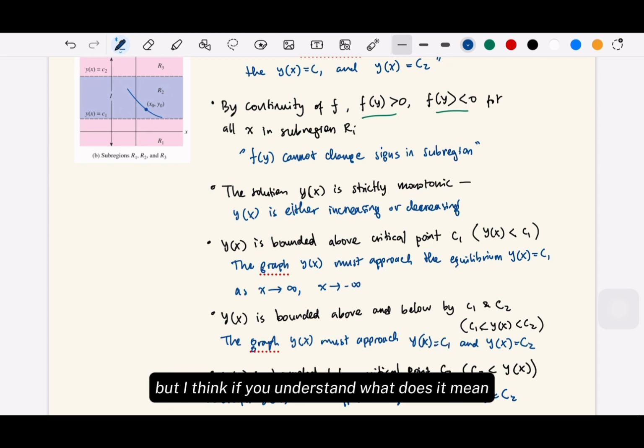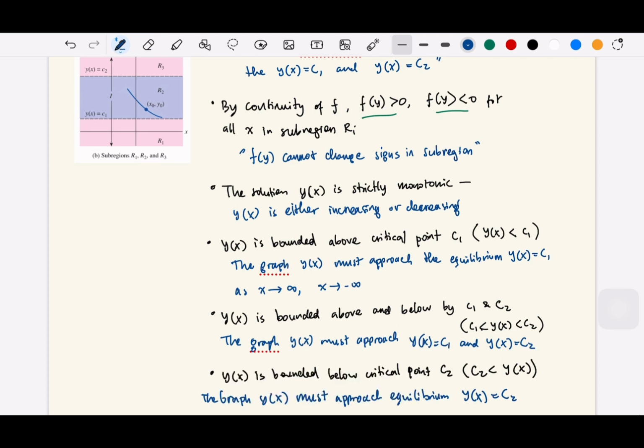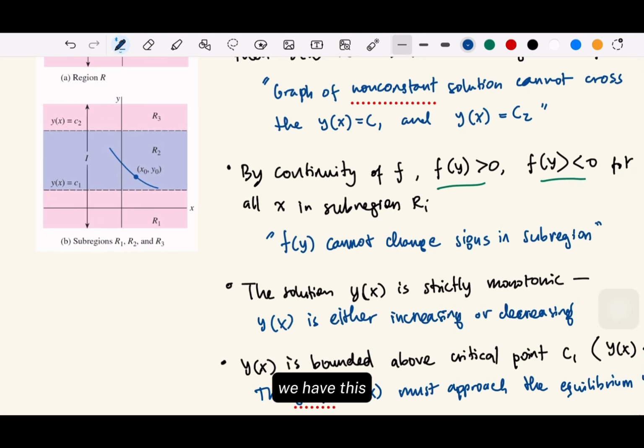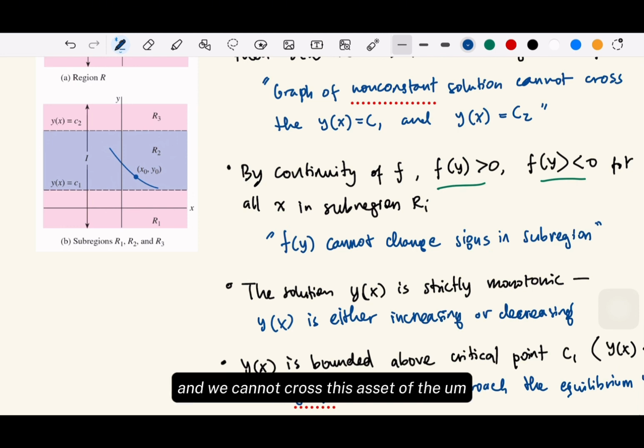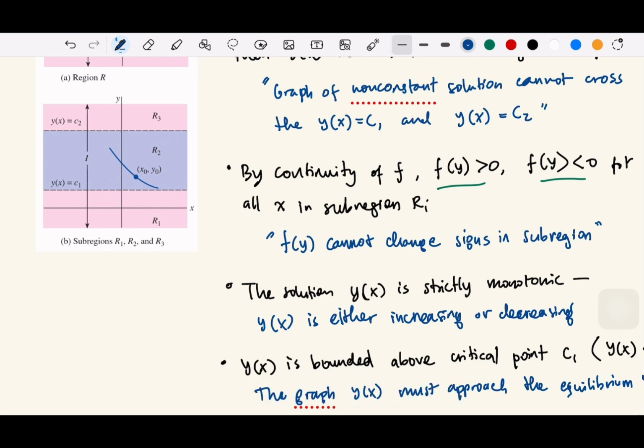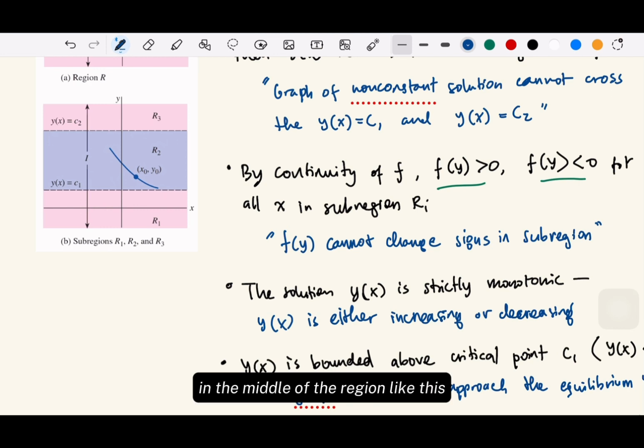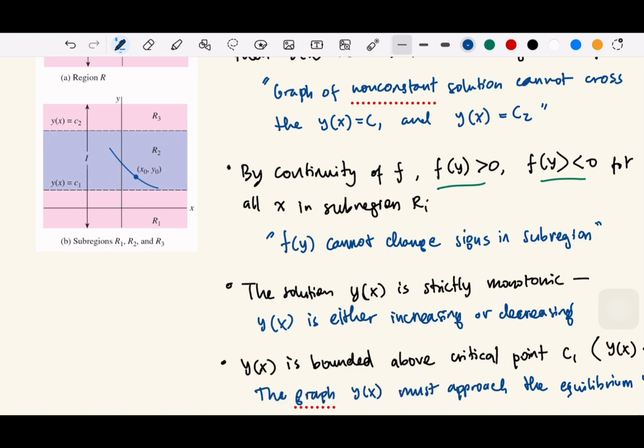But I think if you understand what it means, you don't really need to write all of this. Basically what we see is that if we have this, then we cannot have any oscillating movement within the solution curve. If this is increasing, then it stays increasing, and we cannot cross this asymptotic line. And if this is in the middle of the region like this, it means that when it's approaching the critical point C2, it will get closer and closer to C2 without crossing it. And as x goes to infinity, it is approaching the other asymptote as well.